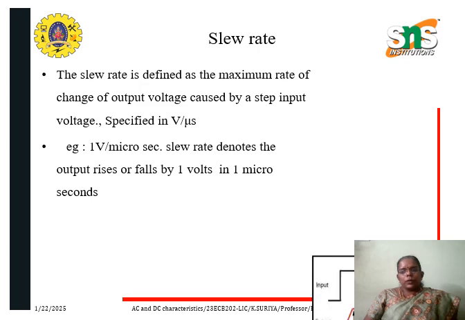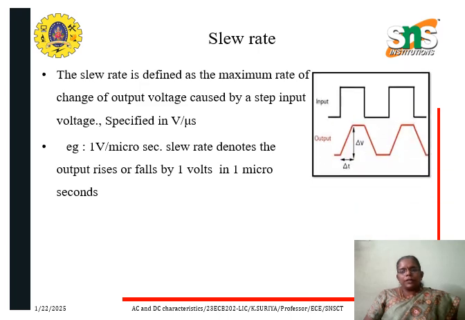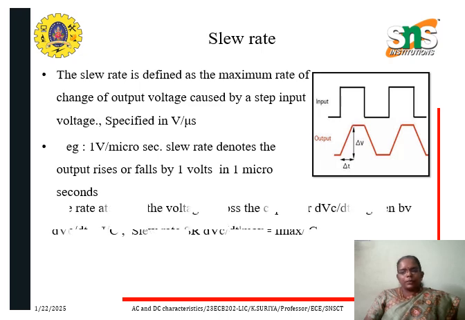Next one is slew rate. The slew rate is defined as the maximum rate of change of output voltage caused by a step input voltage. This is specified in volts per microsecond. For example, with a slew rate of 1 volt per microsecond, the output rises or falls by 1 volt in 1 microsecond.